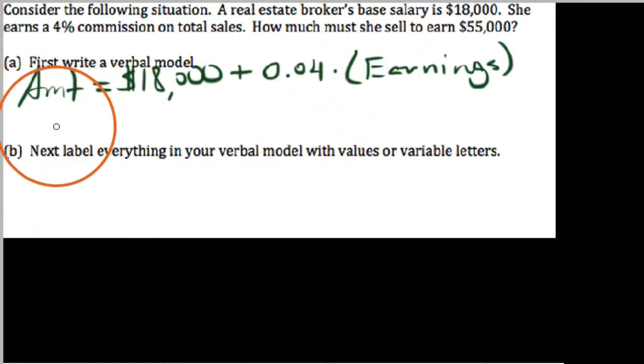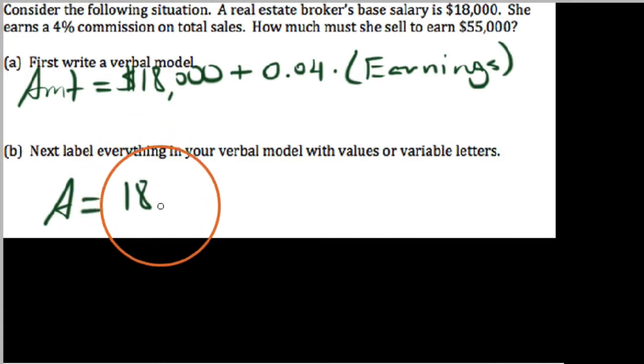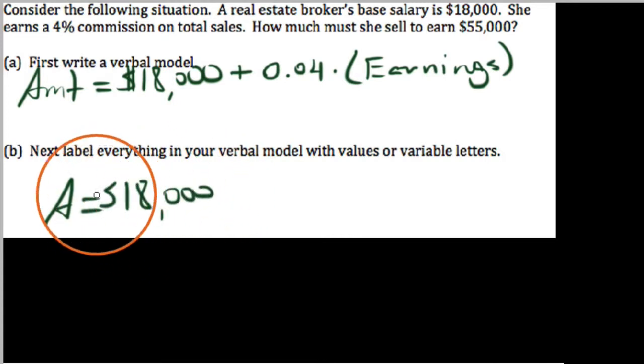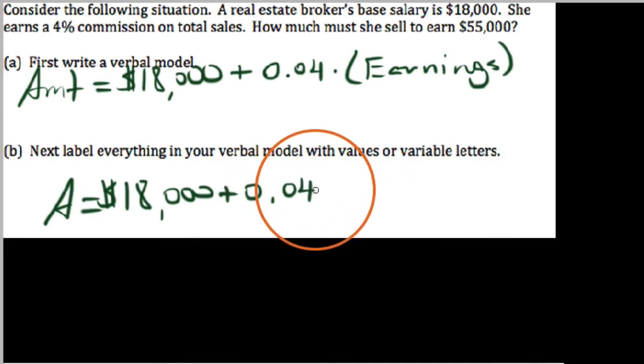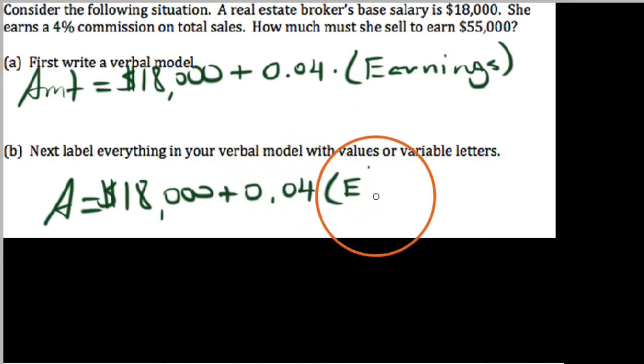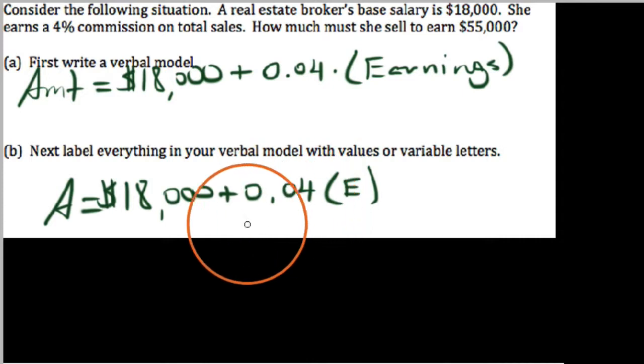Okay, so this is a verbal model. Here's what we'd like to do next. Anything that was verbiage or words, we're going to replace with letters or variables. So we're going to label everything here. Amount, we could easily replace with an A. A is $18,000 plus 4% of my earnings, whatever I earn, and maybe we say this is E. So this verbal model is basically our equation that tells us how much we would make given how much we earn. Now the question was: how much must she sell in order to earn $55,000?